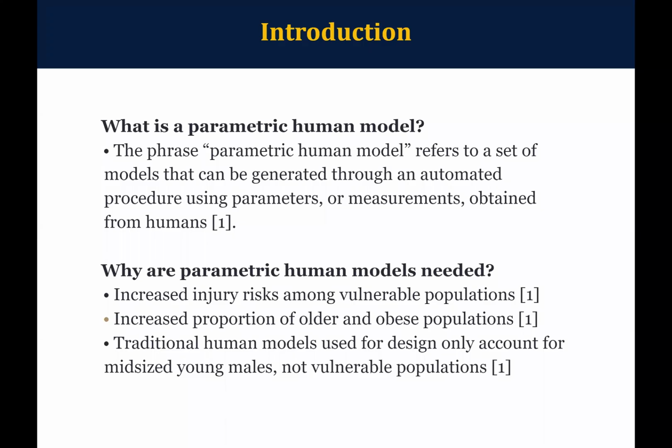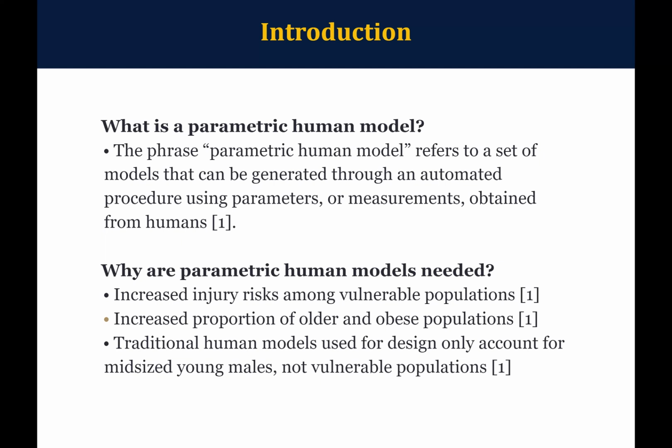Hello, today Xiuru and I from the UMTRI Bioscience Research Group will be presenting the website for parametric human models we have been working on during this summer. A parametric model is a model that can be generated by specifying a certain set of parameters or measurements obtained from humans. Due to increasing life expectancy and decreasing birth rates, the growth rate of the elder population is increasing, and it is still going to continue for the next several decades.